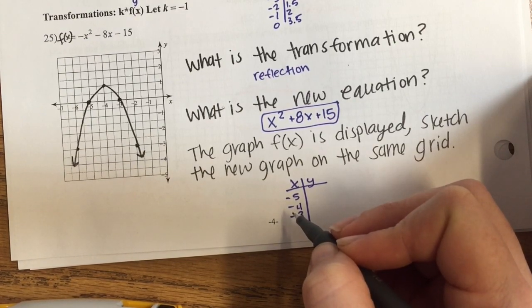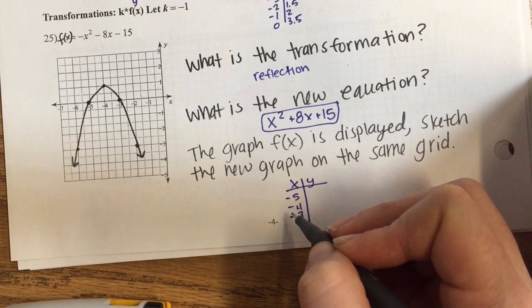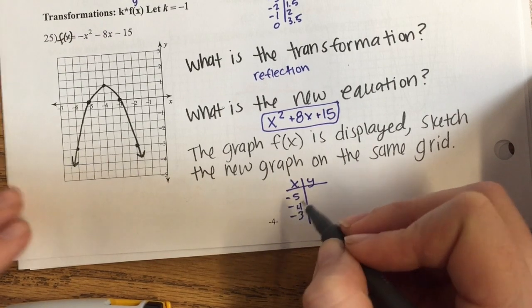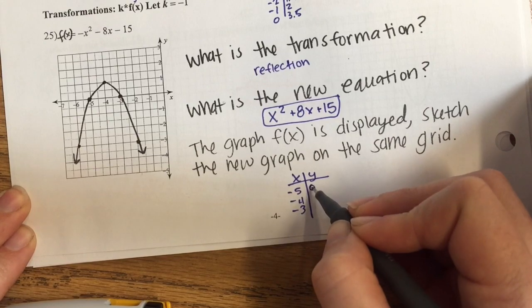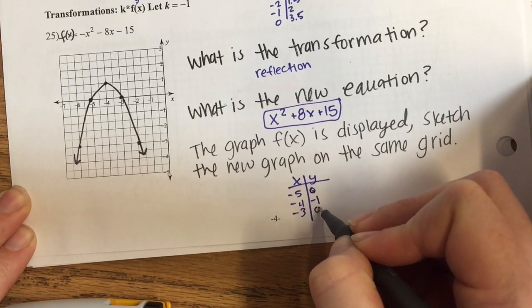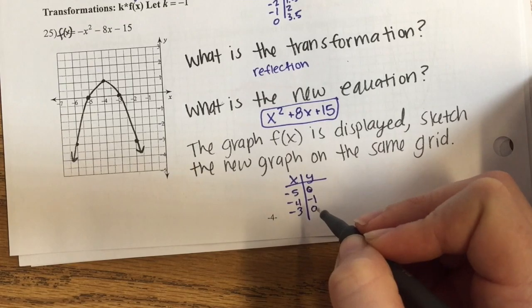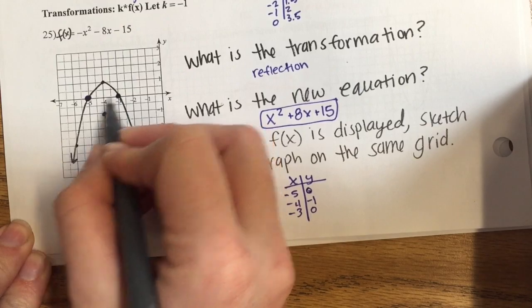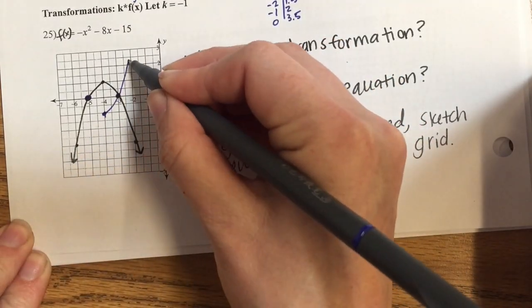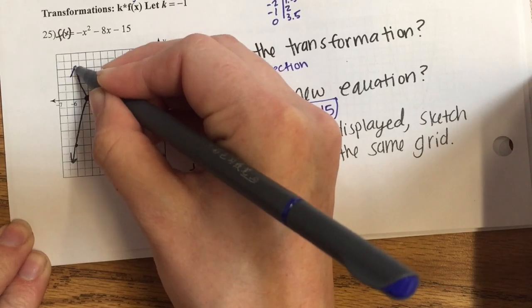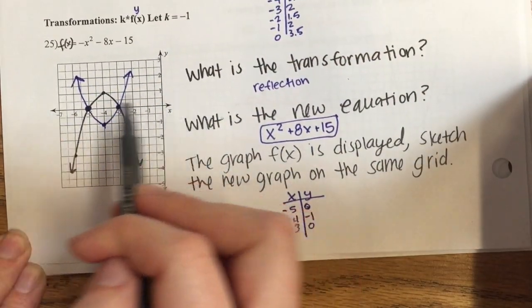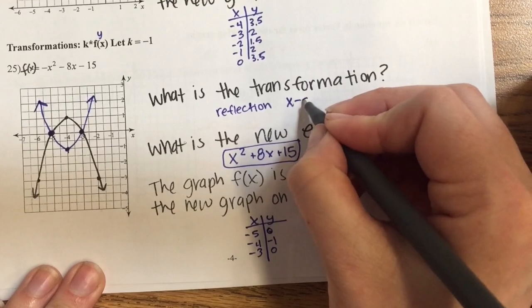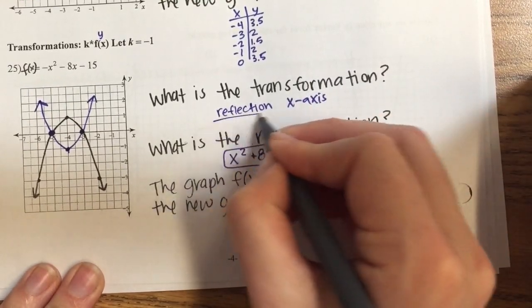So I have x squared plus 8x plus 15. I plug numbers in. -5 is 0. -4 is -1, 0. So now my graph is opening up. It reflected over this axis, which is the x axis.